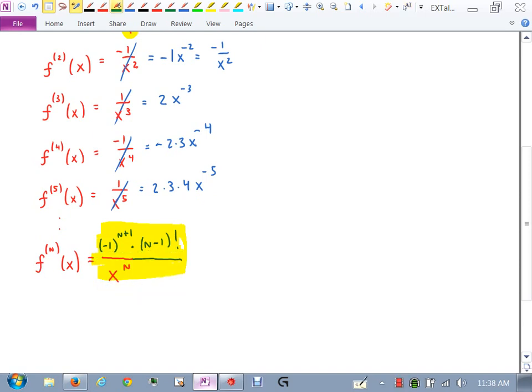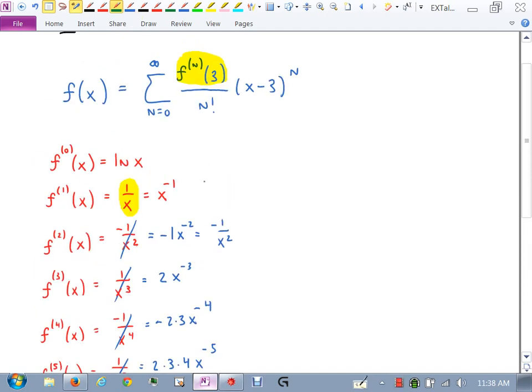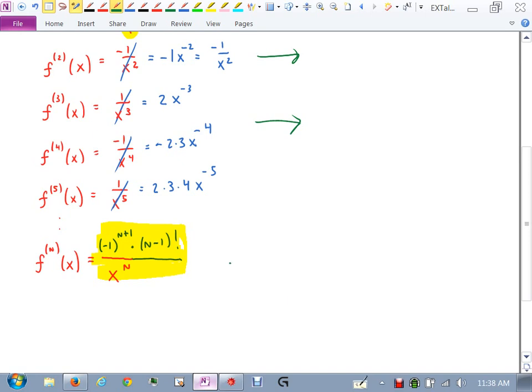So what I'm getting at is that I could go in here and start plugging in 3 into all of these. But at the end of the day, it's equivalent to plugging in 3 into that, which would be negative 1 to the n plus 1 times n minus 1 factorial over 3 to the n.